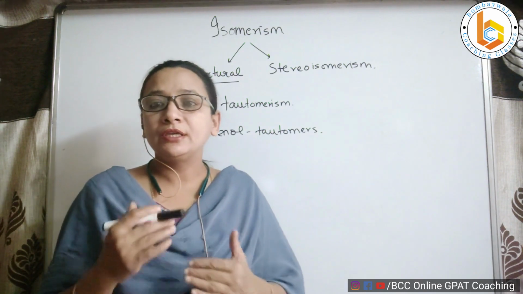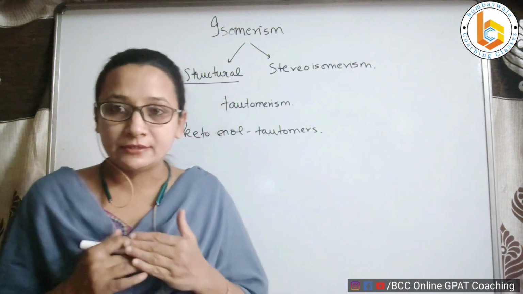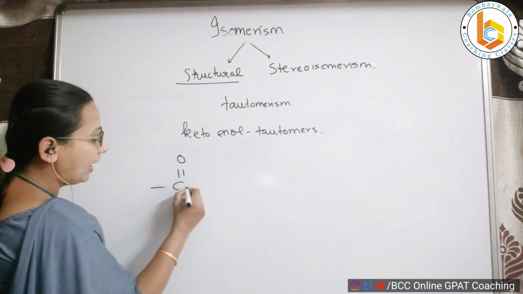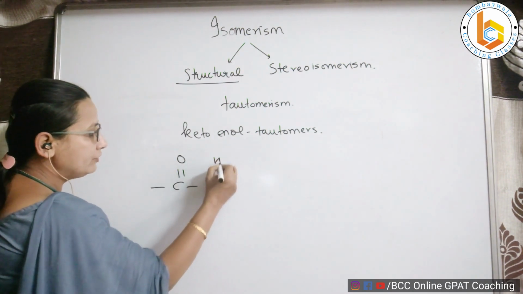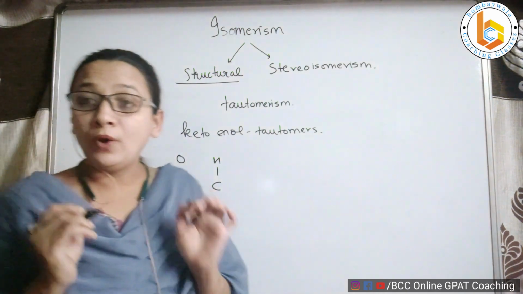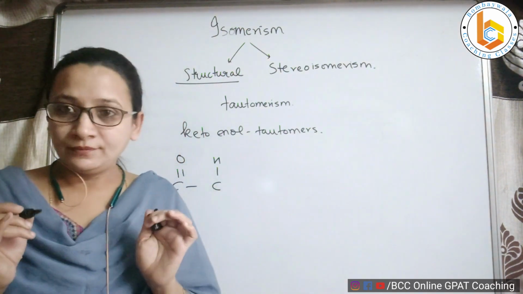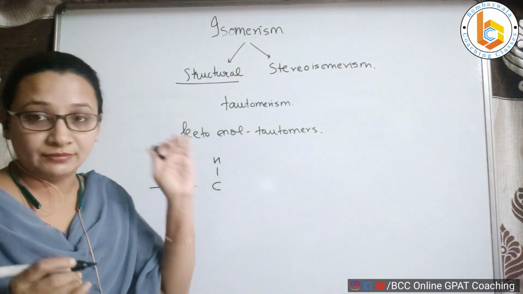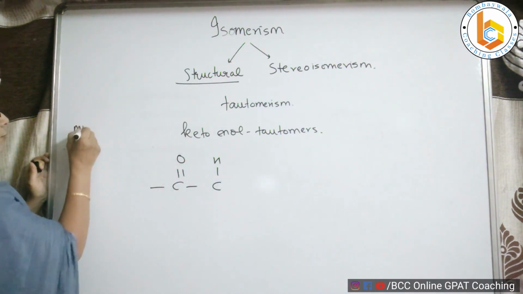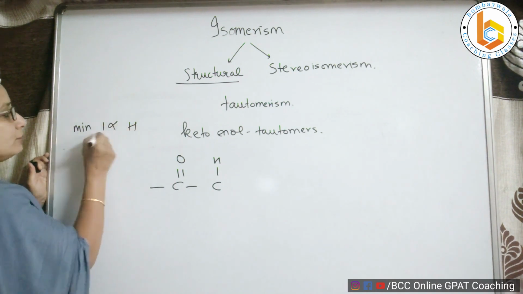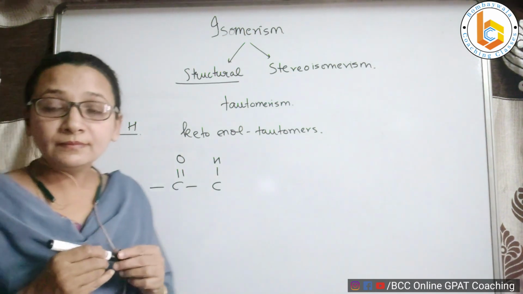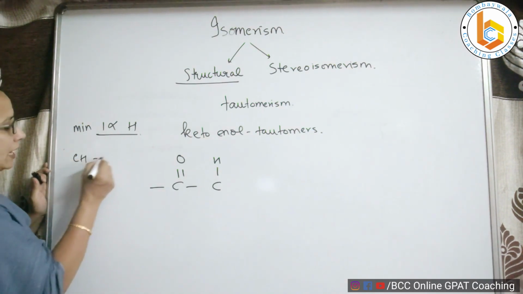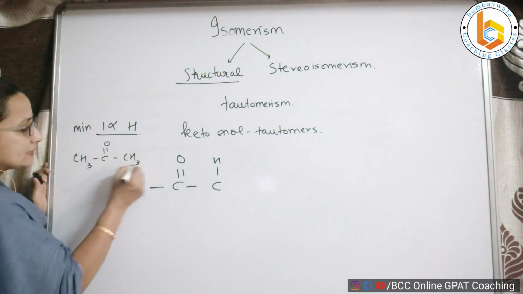So how does this keto-enol tautomerism occur? See, for example, I have a group like this, C double bond O, and I have a carbon on which there is minimum 1 alpha hydrogen. Right? This is a requirement for keto-enol tautomerism, that minimum 1 alpha hydrogen should be present. Okay? So for example, acetone has 6 alpha hydrogens.